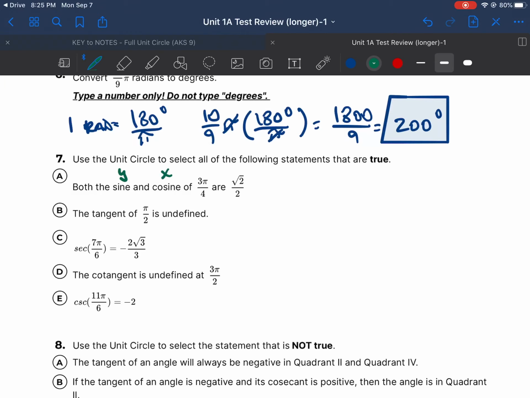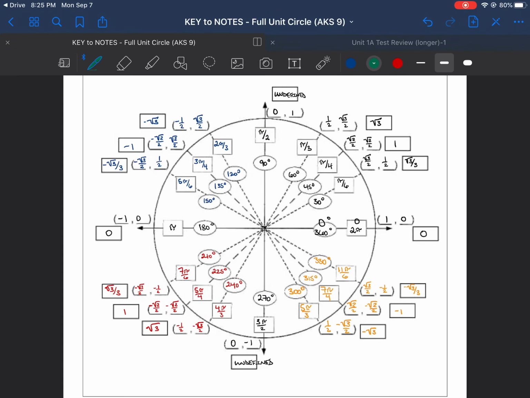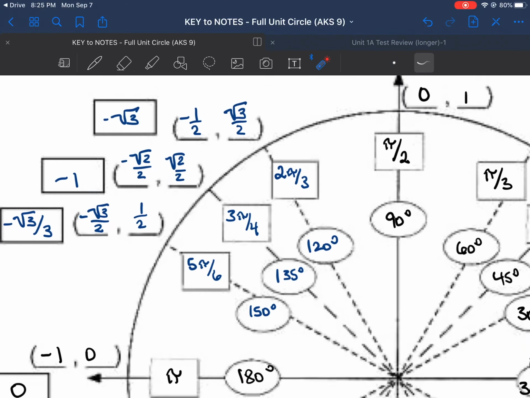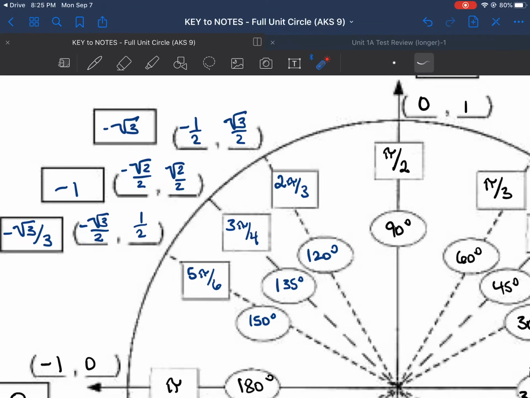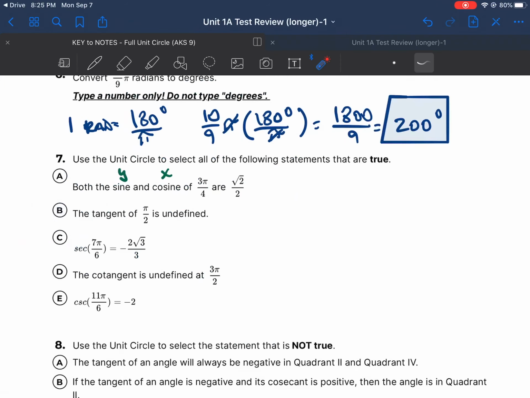So if we went to our unit circle and we looked at 3 pi over 4 as our angle, so let's go ahead and find 3 pi over 4. Well, 3 pi over 4 would be right here in quadrant 2. And if we look at the sine and the cosine, the x is negative square root of 2 over 2, and the y is positive square root of 2 over 2. So this statement would be false, because this statement is saying both the sine and the cosine, or both the y and the x, are positive square root of 2 over 2, but we just saw that the x-coordinate is negative. So let's go ahead and mark this one with the false. Okay?